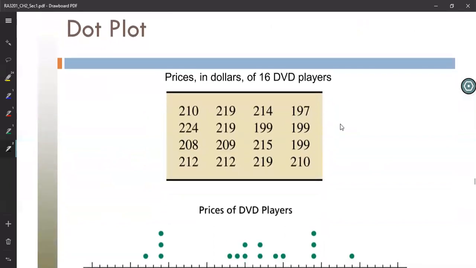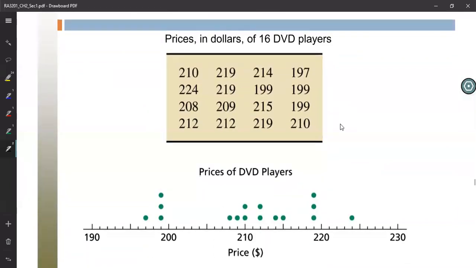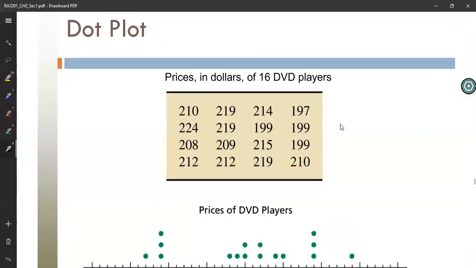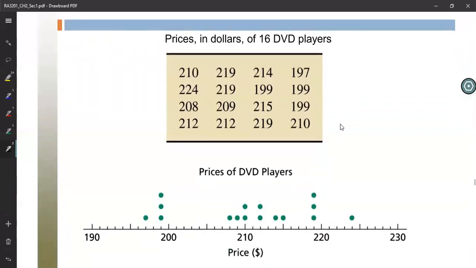Next comes the dot plot, which is a very, very basic type of graph. You can clearly see this example. These are the prices in dollars of 16 DVD players. So there are 16 values in dollars. Again, these are a bunch of numbers. You can't see any pattern. But you can find the minimum and the maximum and draw the number line and then put a small dot whenever you see the corresponding number.